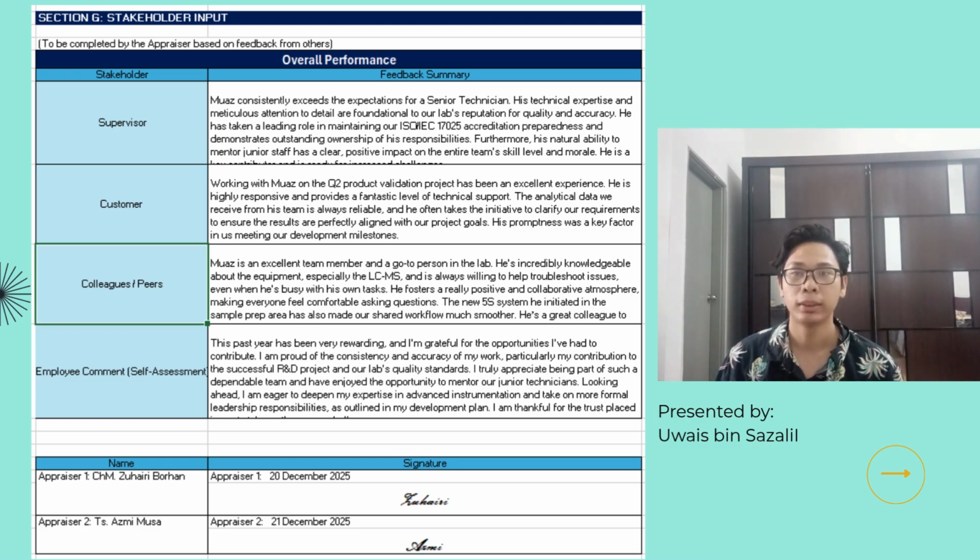Assalamualaikum, my name is Wise and I'll be presenting sections H and I of our performance appraisal form. These two sections are essential to tracking growth and setting future goals for employees.